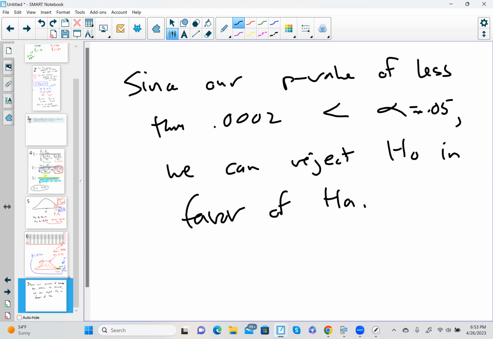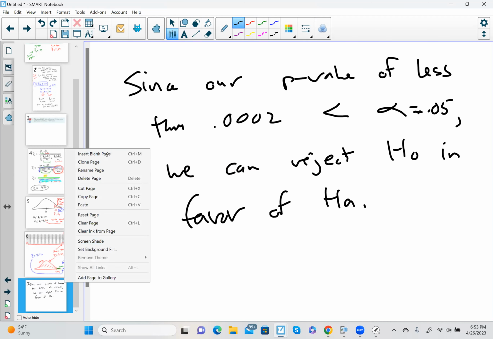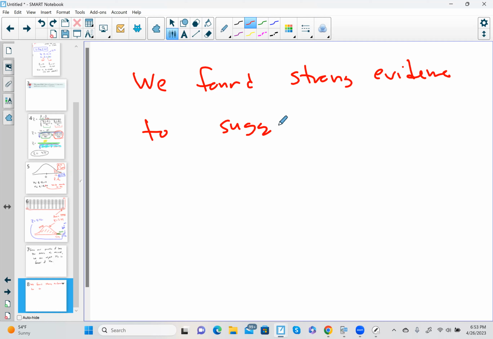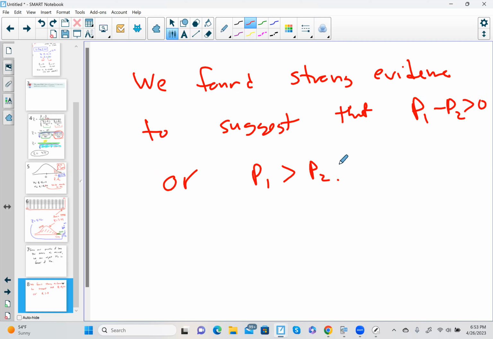And after you write a sentence like that, this is sort of like the cookie cutter sentence that we write at the end of all these problems. You always want to interpret the question in context. So that's what we're going to do next. So let's just do that real quick. So we're going to say, we found strong evidence to suggest that P1 minus P2 is greater than 0, or P1 is greater than P2.